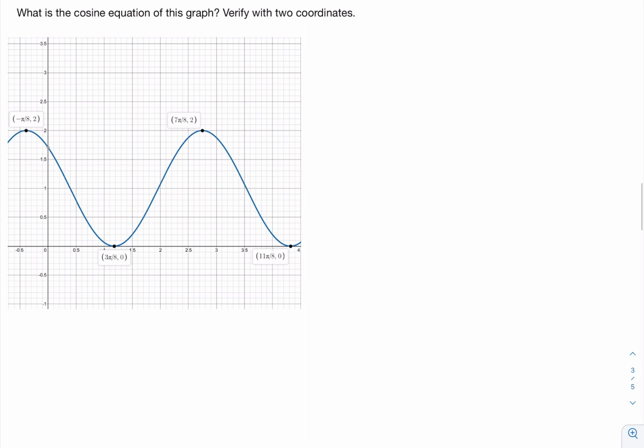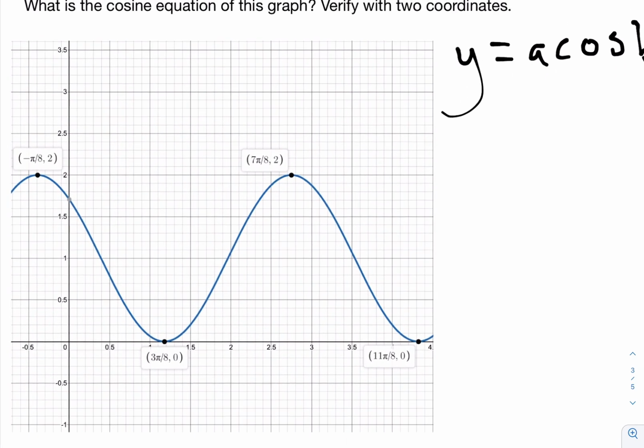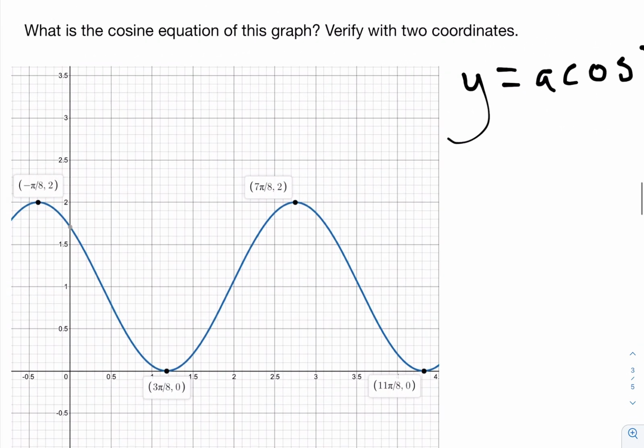What's the cosine equation of this graph, verified with two coordinates? So right now we're only focused on y equals a cosine b x minus c plus d. Let's actually first find our d value, because that's always the easiest in my opinion. So our maximum here is 2, and our minimum here is 0. And that must mean right in between that's going to be 1.